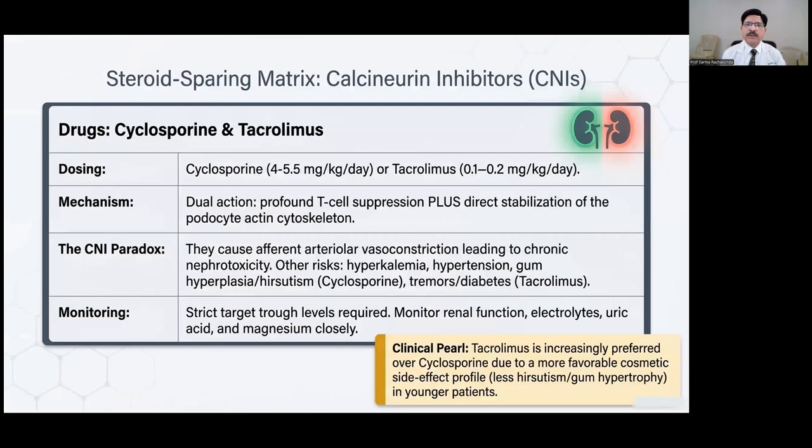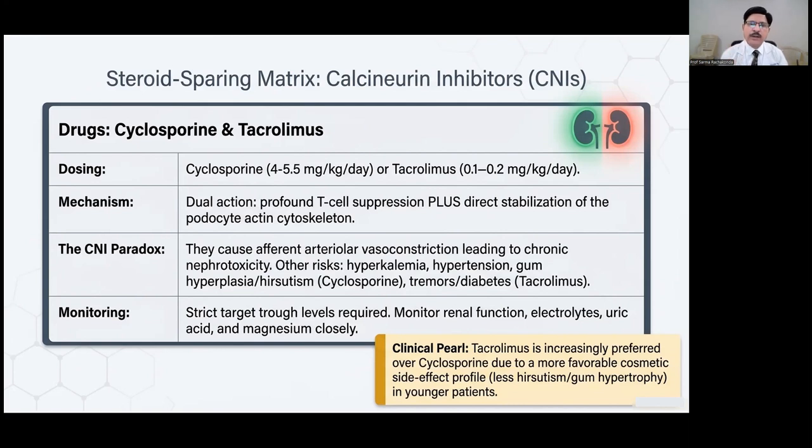Steroid sparing matrix. The next one is calcineurin inhibitors. What did we discuss till now? Cyclophosphamide, MMF, levamisole. The fourth one is CNIs, that is calcineurin inhibitor. Cyclosporine or tacrolimus. Doses are given there. Dual action: profound T cell suppression plus direct stabilization of the podocyte actin cytoskeleton.